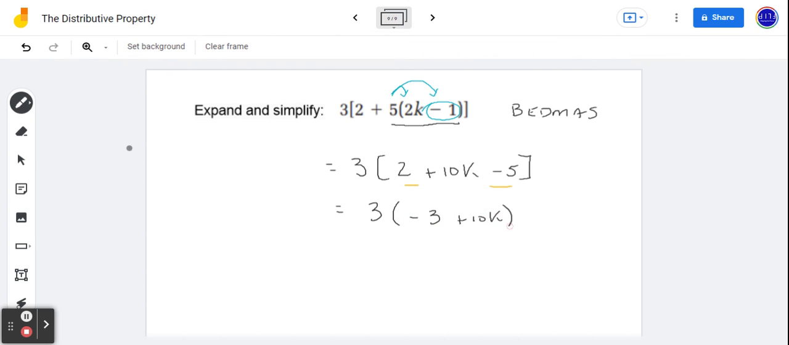And then we'll use the distributive property one more time. So we'll multiply 3 over negative 3, 3 over positive 10k. And last but not least, here we go, final line. So that's negative 9 plus 30k. And I mean, you don't have to do this, but it's equivalent to writing it in this particular fashion. Usually we'll write the variable terms first as a convention, followed by the constants, but it's not necessary. And there you have it.